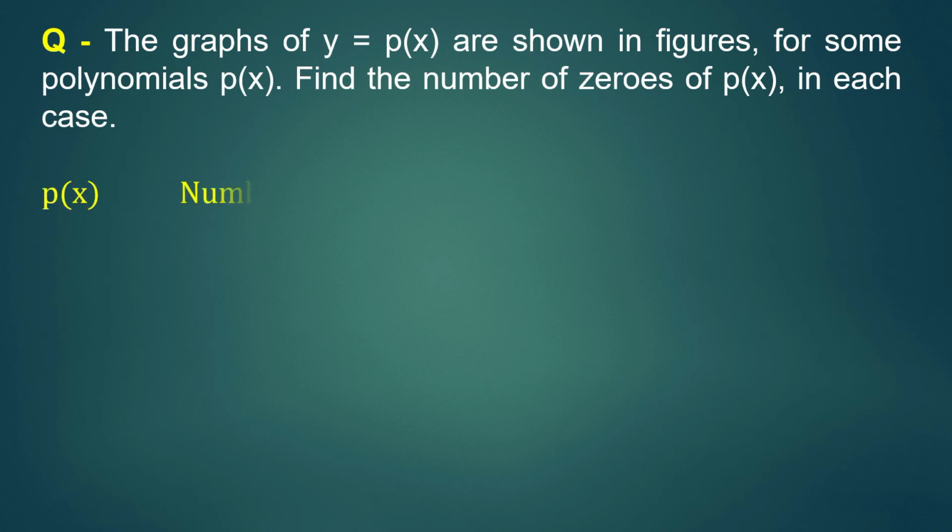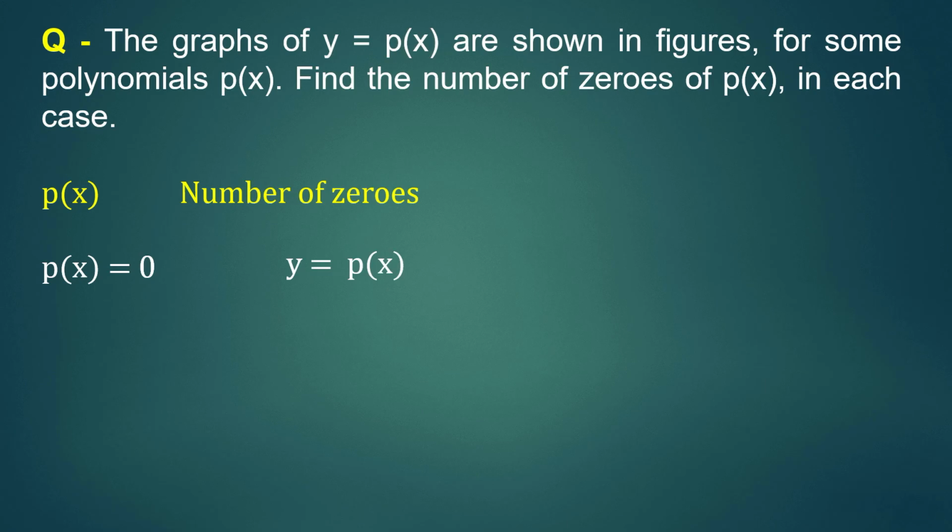We need to find the number of zeros of p of x in each of the graphs, which means we have to find the number of times the value of p of x is equal to 0. In the question, it has been given that in the graphs, y is equal to p of x. So, we will take y equals p of x.